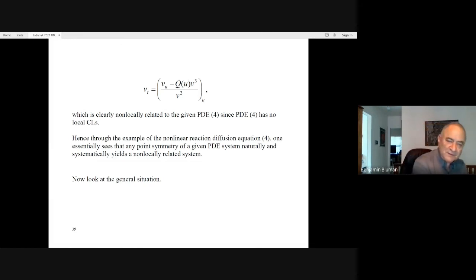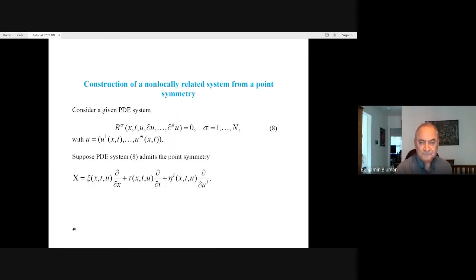But hence, through the example of the nonlinear reaction diffusion equation, one essentially sees that any point symmetry of a given PDE system naturally and systematically yields a non-locally related system. But now I'll give you the proof. Let's look at the general situation. Consider a PDE system now. By the way, the number of independent variables doesn't matter here.